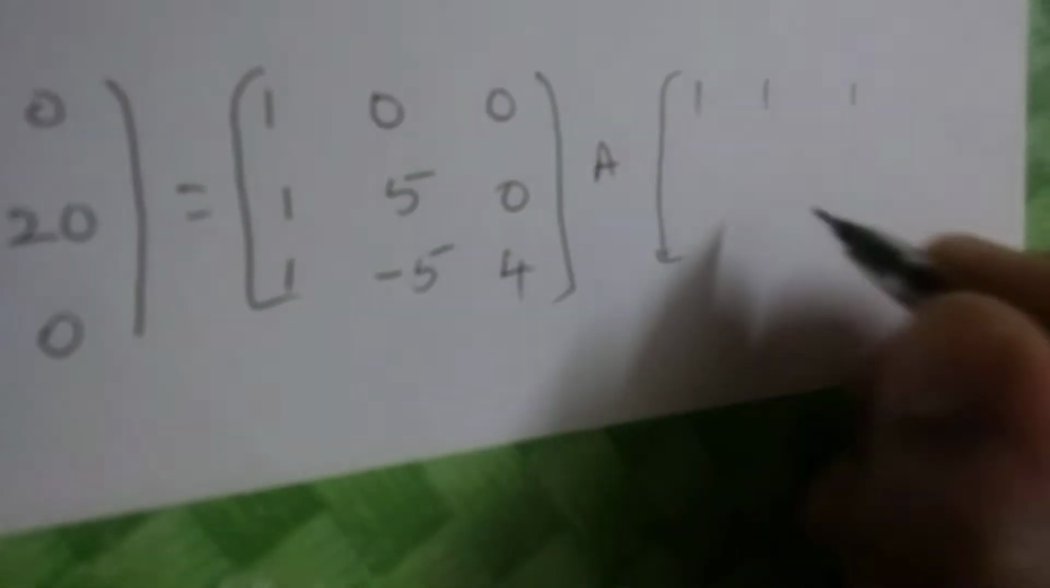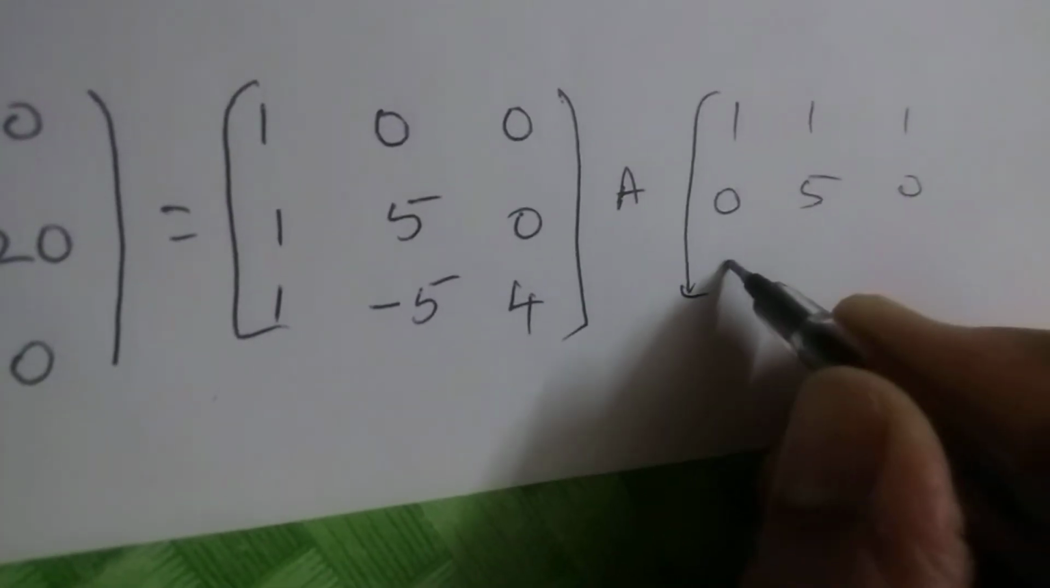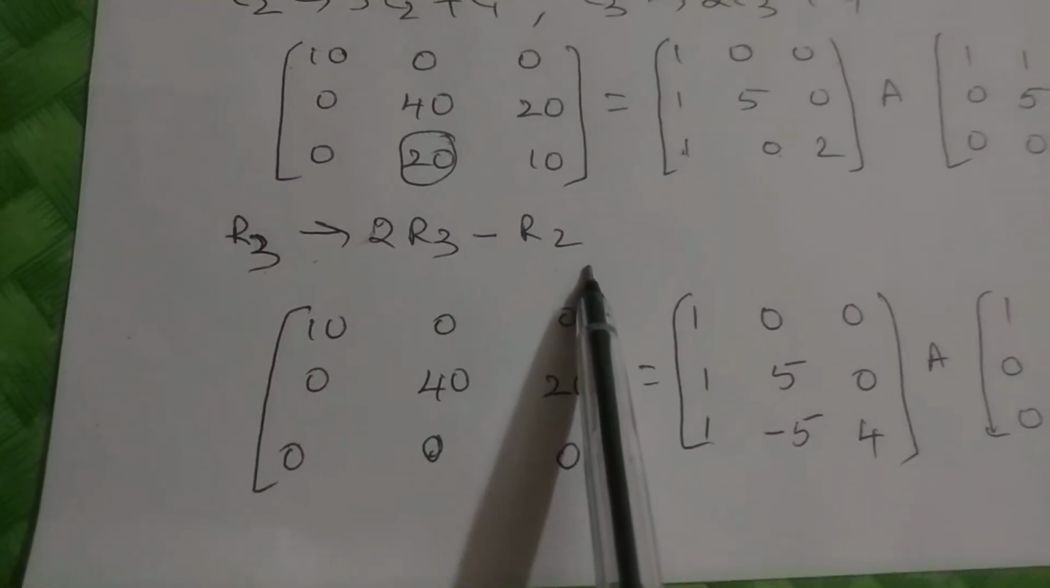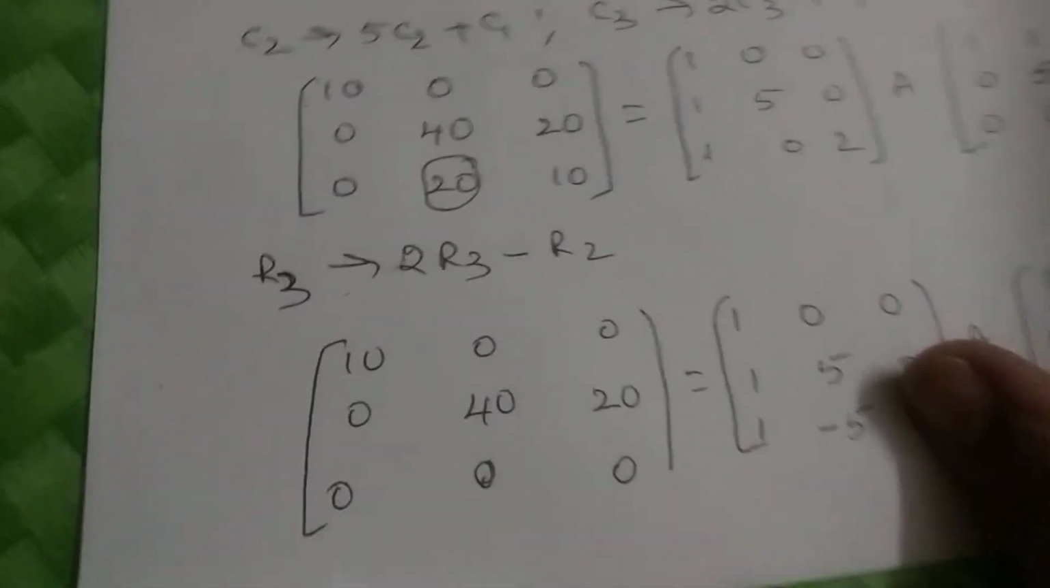So 1 1 1, 0 5 0, 0 0 2. Okay, so this is A, and since we have applied the row operations, the same we have to apply for the column operations also. So now it comes to the column operations. So now this becomes C3 implies 2 into C3 minus C2. The same operation, 2 into C3 minus C2.